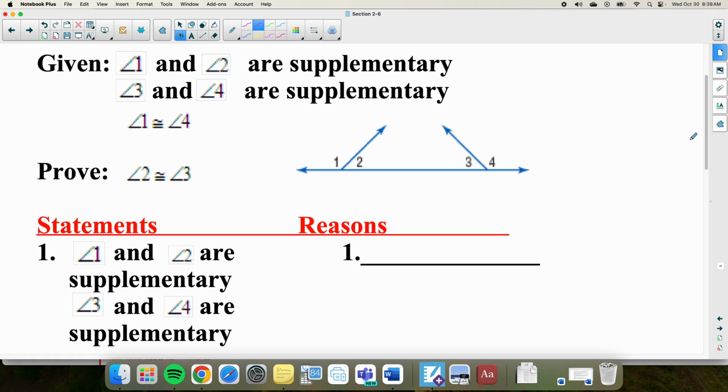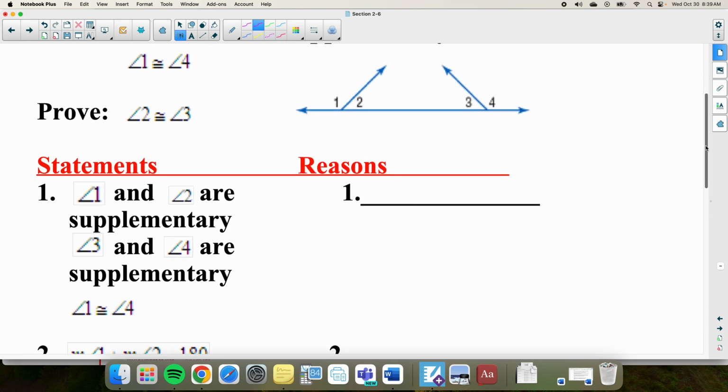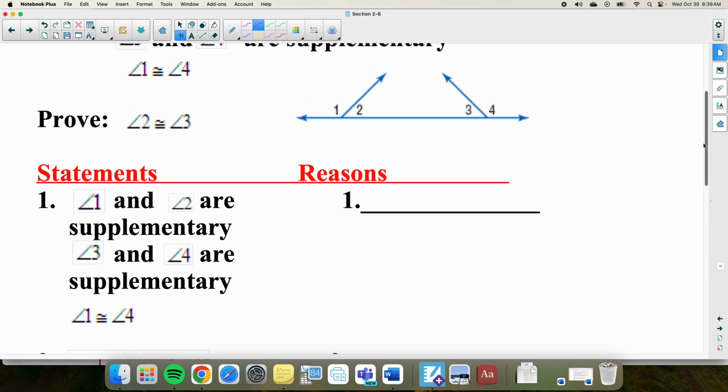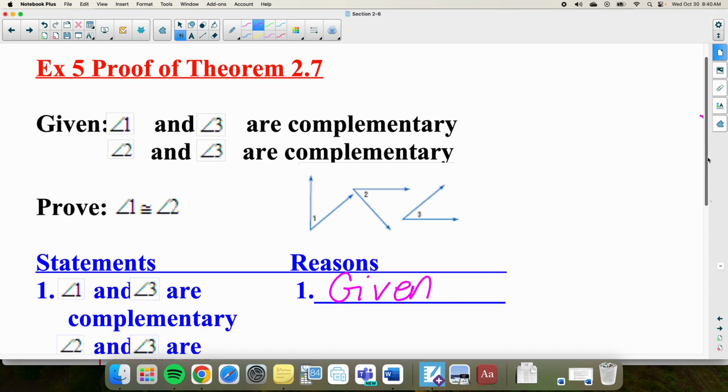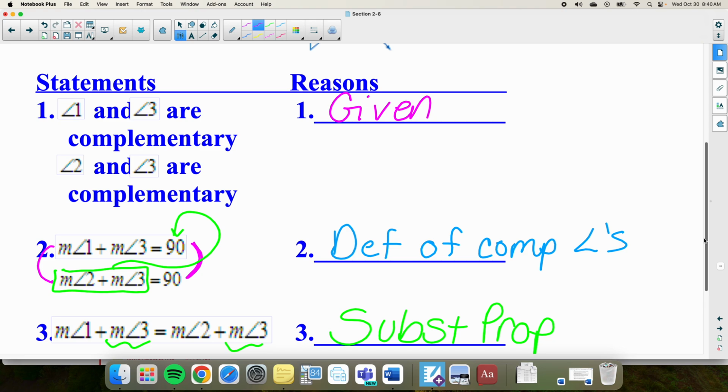Okay? So this particular one, we have 3 givens, okay? Notice they put all 3 givens in step 1. So for step 1, we just have to do given, okay? Do you guys remember on this last page that they told us that angle 1 and angle 3 are complementary, and we said their measures add up to 90, and that was definition of complementary angles?